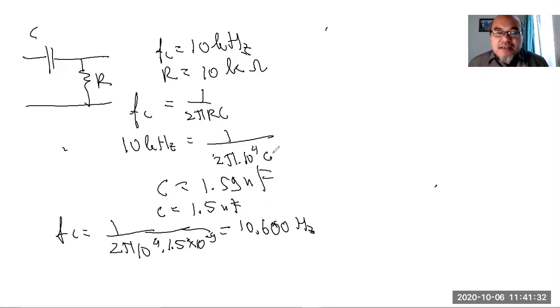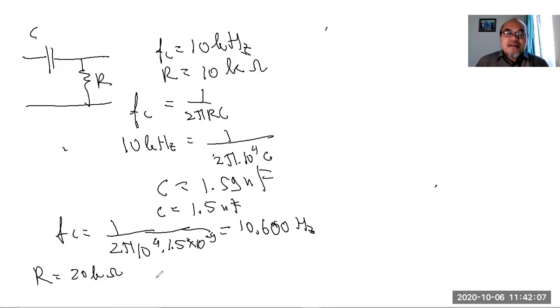So if we would like to push it closer towards 10 kilohertz, what we want is to make this value smaller. The C we already fixed to 1.5 nanofarad, so what we can do is try to increase the value of the resistance. Instead of 10 kilo ohm, let's pick R to be 20 kilo ohm, so just twice the value.